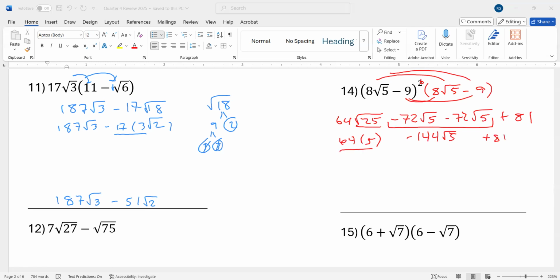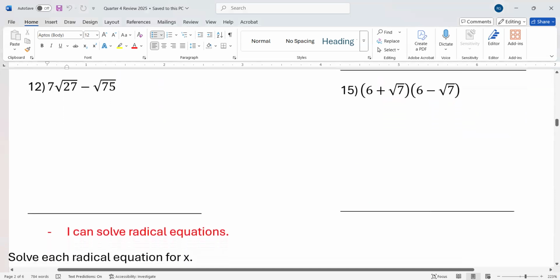64 times 5 is 320, but that can go with the 81. So 320 plus 81 is 401 minus 144 radical 5. It's as far as I can go because the radicals are not the same. So done there. Don't put 401 and 144 together. I see a lot of people do that. Okay. Moving on down. Subtraction.